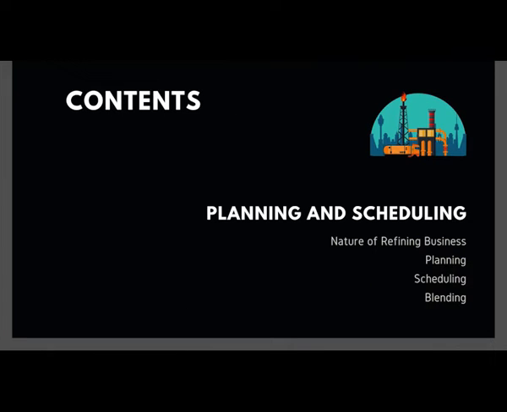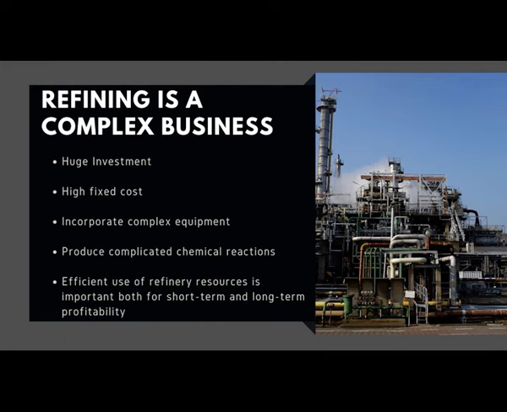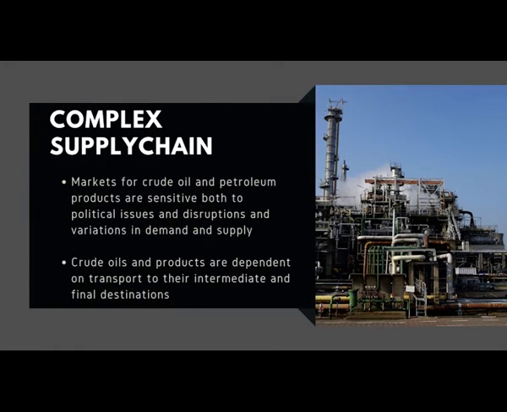We are going to see how the petroleum refinery is different from other continuous process units and what are the complexities involved in it, and finally the planning, scheduling and blending in detail. As I said, petroleum refining is a complex business. It requires huge investment and a lot of fixed costs are involved, and it involves a lot of complicated chemical reactions, and the efficient use of refinery resources is important both for short term and long term profitability.